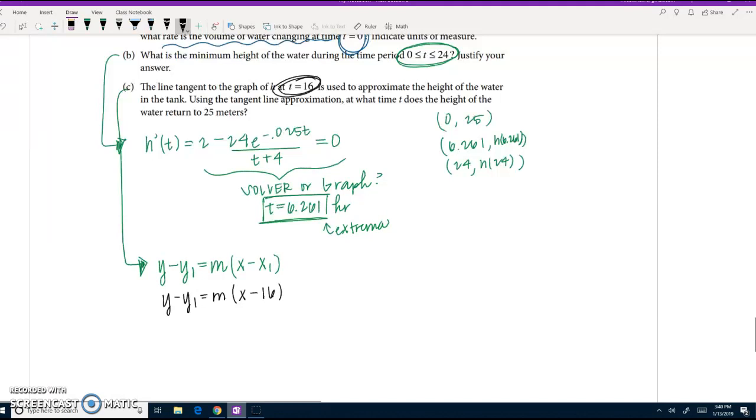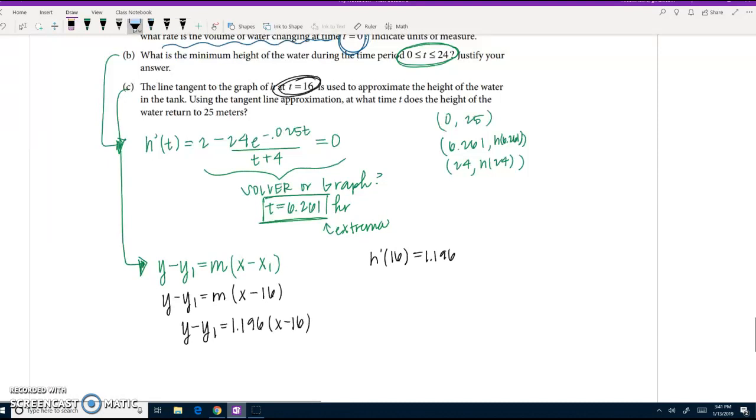Then your m value comes from taking 16 and plugging it into your h prime of t. So we want h prime of 16. So if you just plug that straight into your calculator, let's see what we get out there. I get 1.196. So that's our m value. So we'll have y minus y1 equals 1.196 times x minus 16.